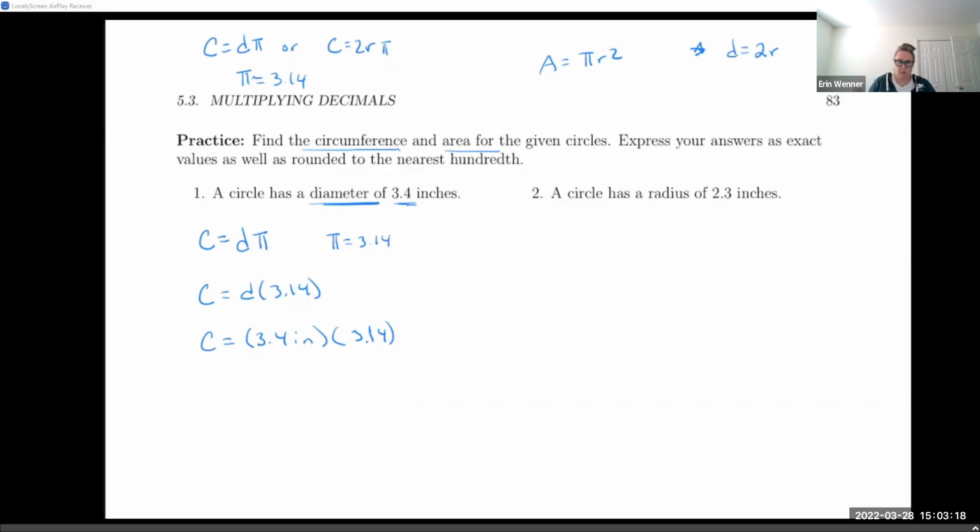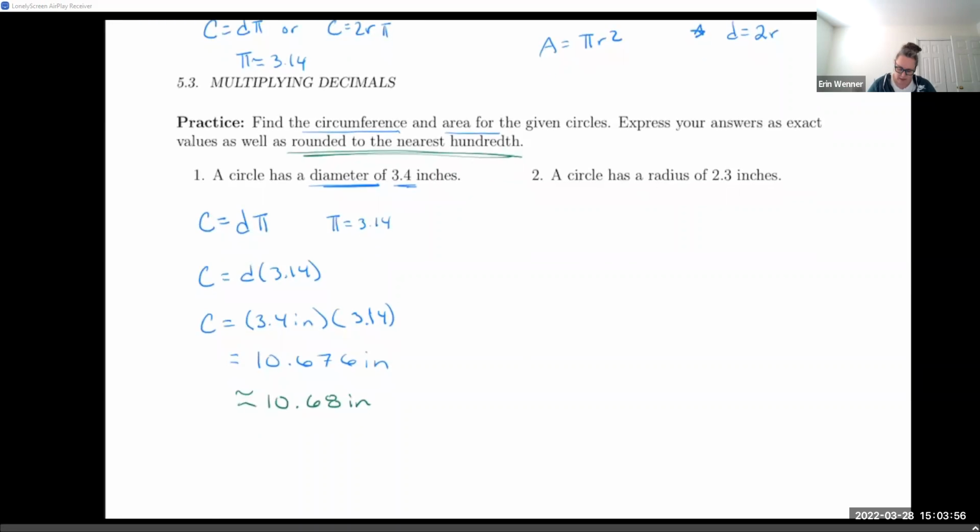Okay, so if I multiply these two numbers together, I get 10.676 inches. If we go back up to our instructions, it says round to the nearest hundredth. I didn't say that to you to begin with, but that means we want to round this answer to the nearest hundredth, which remember is 2 decimal places. So if I look at the 7, that's the digit I want to round. Remember, I look to the right of it and decide what that number says. Since 6 is greater than 5, the 7 needs to round up. So we get 10.68 inches as our circumference.